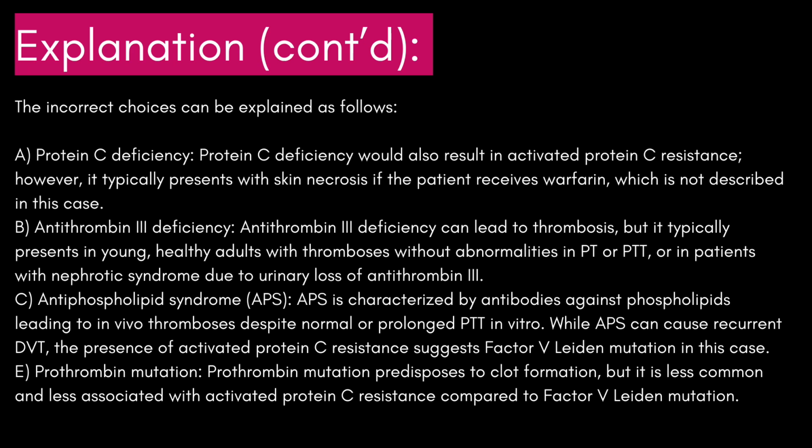C, antiphospholipid syndrome, APS. APS is characterized by antibodies against phospholipids, leading to in vivo thromboses despite normal or prolonged PTT in vitro. While APS can cause recurrent DVT, the presence of activated protein C resistance suggests factor V Leiden mutation in this case. E, prothrombin mutation. Prothrombin mutation predisposes to clot formation, but it is less common and less associated with activated protein C resistance compared to factor V Leiden mutation. All right, now that we have covered this question, let's move on to look at the next question.